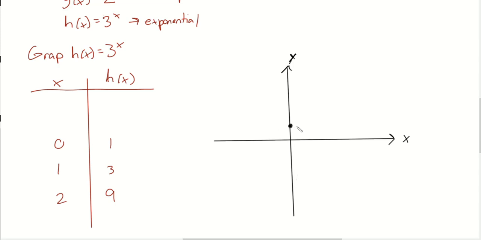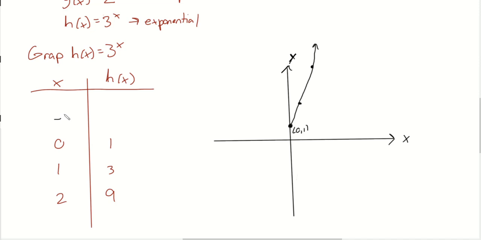Okay, my first point right here is 0, 1. Now, if I keep going, my next point is about 1, 3. Then I have 2, 9. Okay, I'm going to keep going. We have more numbers. 3 and 4, it just keeps going up and up and up. Kind of in that direction. A little curvy. What about negative?